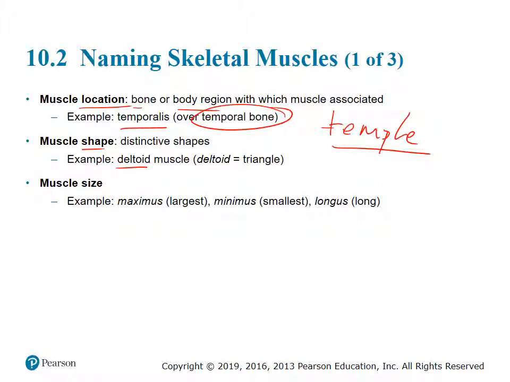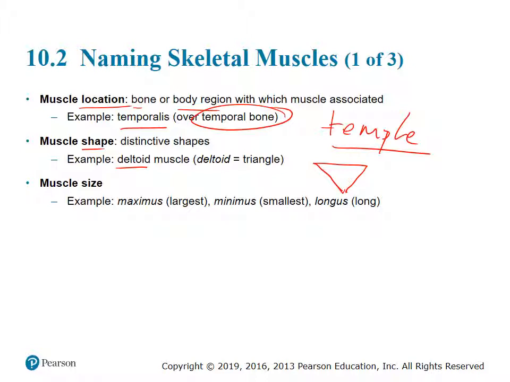Deltoid means delta, which means triangle. And in fact, if you look at the side of the shoulder, so if I'm looking at the lateral view of the shoulder, that muscle resembles a triangle, an upside down triangle in fact, but it's a triangle nonetheless. Now, does it have perfectly lined, sharp lines, right? It does not. It's rounded, of course, but it resembles a triangle, and that's what we call it, a deltoid, right?